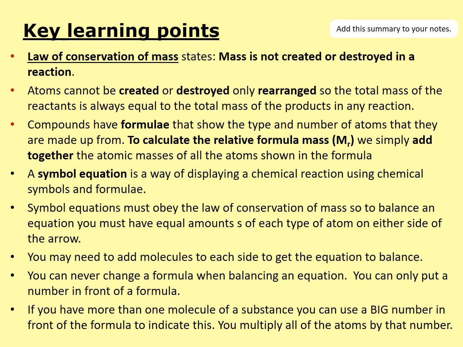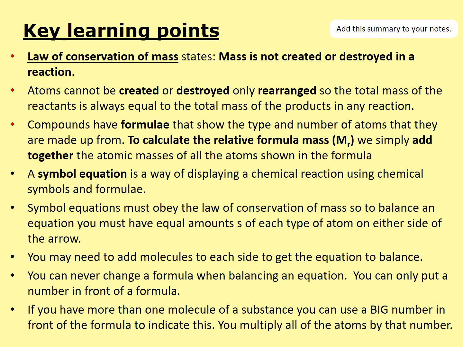Compounds have formulae that show the type and number of atoms that they are made from. To calculate the relative formula mass, we simply add together the atomic masses of all of the atoms shown in the formula. A symbol equation is a way of displaying a chemical reaction using chemical symbols and formulae. The symbol equations must obey the law of conservation of mass, so to balance an equation you must have equal amounts of each type of atom on either side of the arrow.